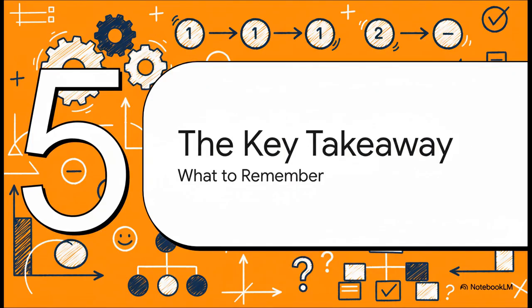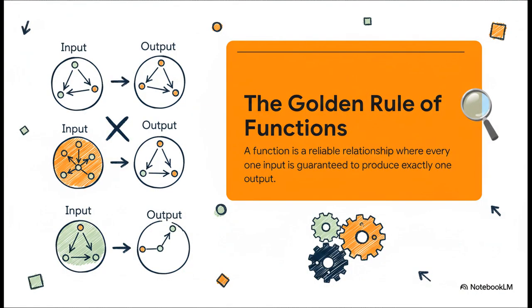Okay, so we've gone through the definitions, the real-world examples, the detective work. After all of that, what's the one thing, the key takeaway that you have to remember? It all comes back to that mantra we started with. A function is all about being reliable. It's a promise. It's a guarantee that for every one input you use, you are guaranteed to get exactly one output. That predictability is what makes functions one of the most powerful tools in all of math.